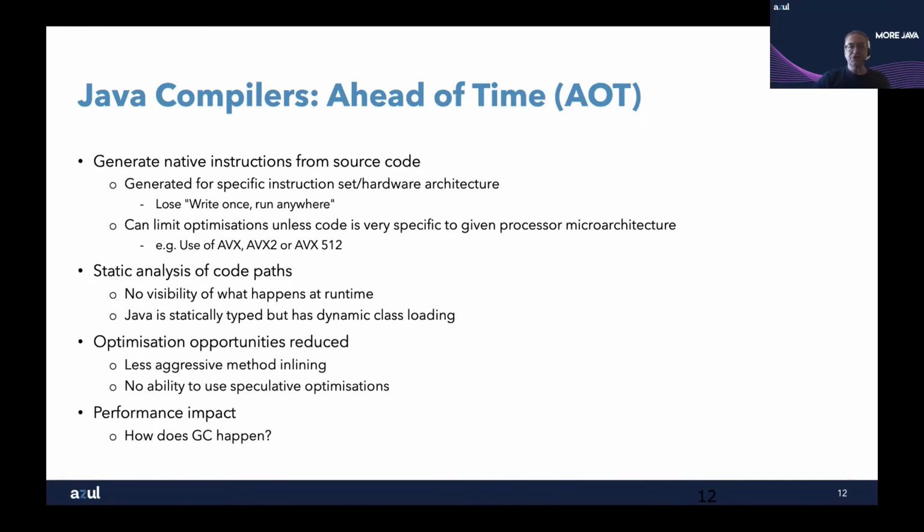So static compilation is very much restricted in terms of that method inlining, and speculative optimisations that I'll talk about in a moment are a very, very big thing from the point of view of how to optimize code for the best possible performance. And then also, if you are going to statically compile Java code, how do certain things that the JVM takes care of actually happen? So how do you deal with garbage collection? There's got to be something that deals with that in your statically compiled code.